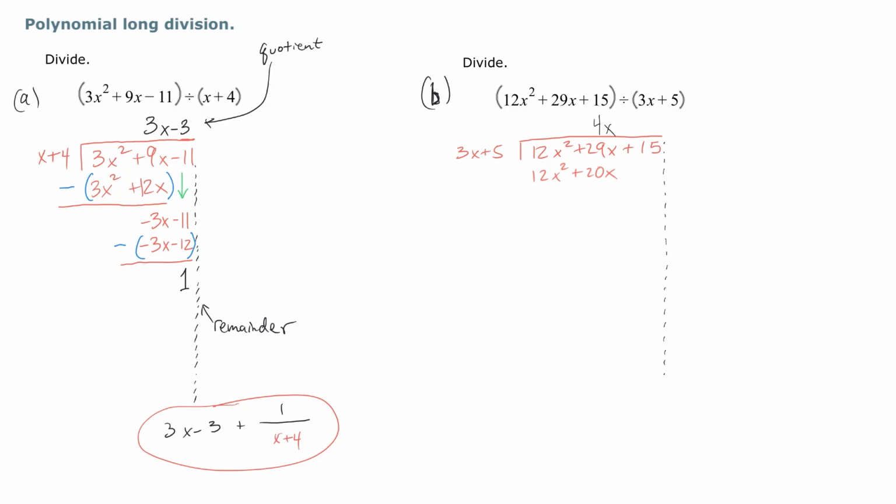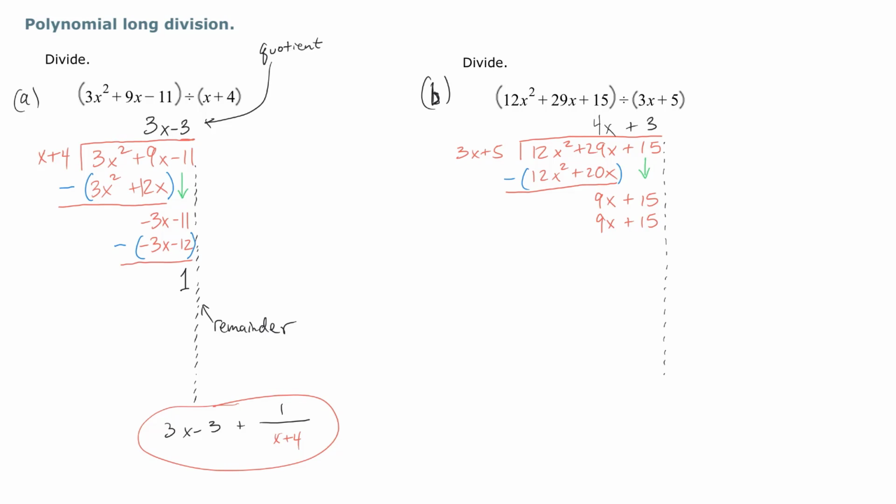And now we're at the step called subtraction. When you subtract, make sure you put the quantities or the parentheses there. And then you subtract, and we get 9x. And now we are at the step called bring down. So bring down the plus 15. And now we ask a new question. About how many quantities does 3x plus 5 go into 9x? And the answer is plus 3. And now we're at multiply, and so we get 9x plus 15.